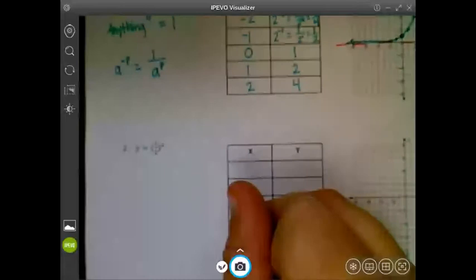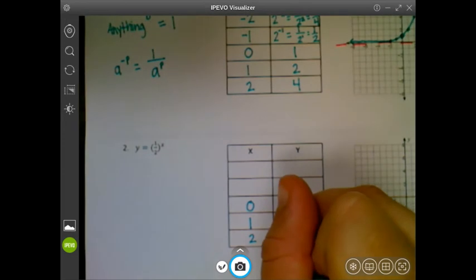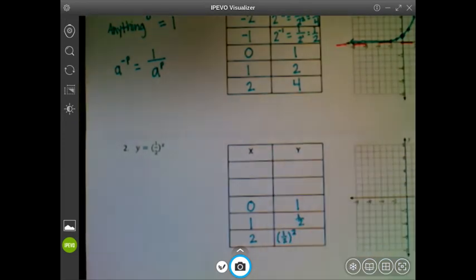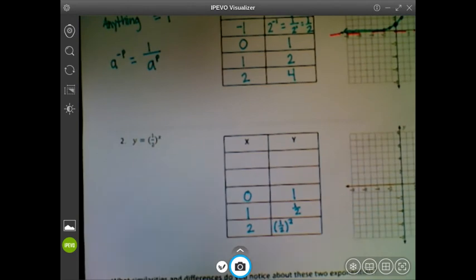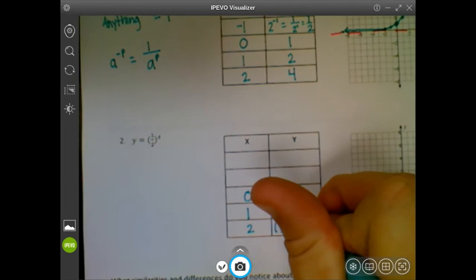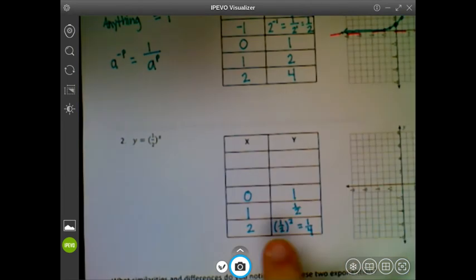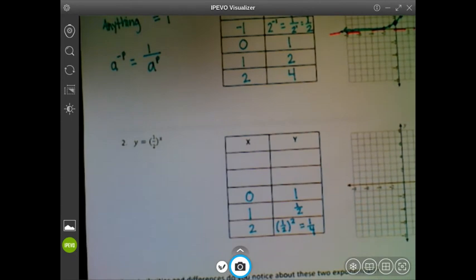And then the second power, this would be 1/2 to the power of 2. And there's two ways you can think about this. When you square something, it's 1/2 times 1/2, or you can square the top and square the bottom. Either way is fine. 1/2 times 1/2 is 1 over 4, or you could think about 1 squared is 1, 2 squared is 4. 1/4.